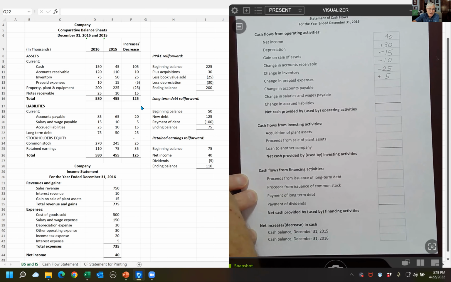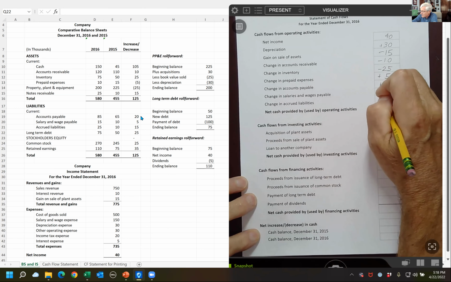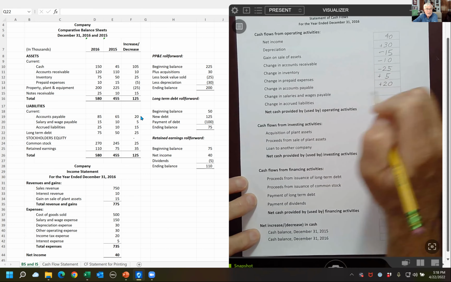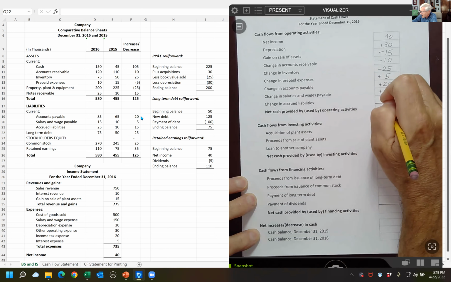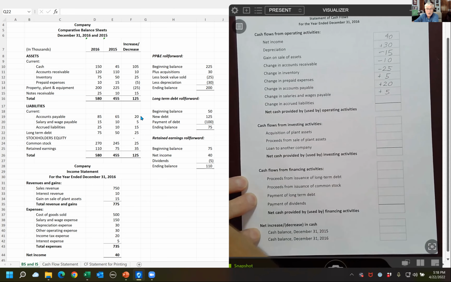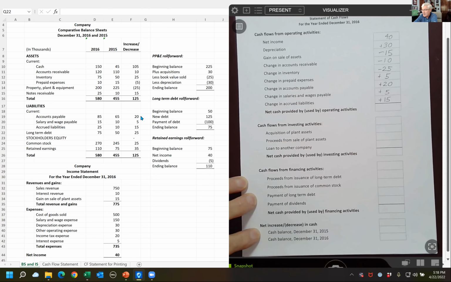Remember, current assets and current liabilities end up in the operating section. So liabilities work in the same direction on the cash flow statement. So accounts payable went up by 20. That means we bought some inventory that we didn't pay cash for, more than 20. It's the same direction, plus 20. Salaries and wages payable went up by 5, plus 5. And accrued liabilities went up. So all of our current liabilities went up in this case.